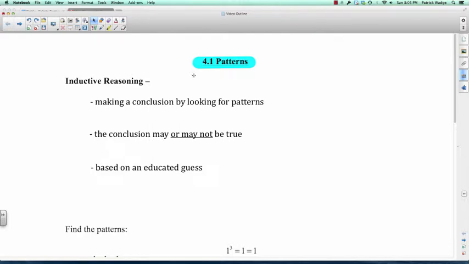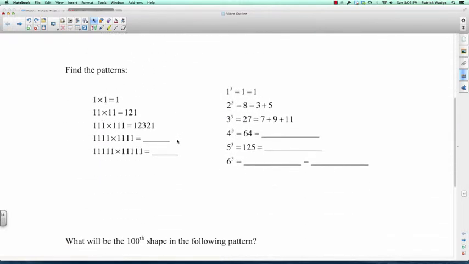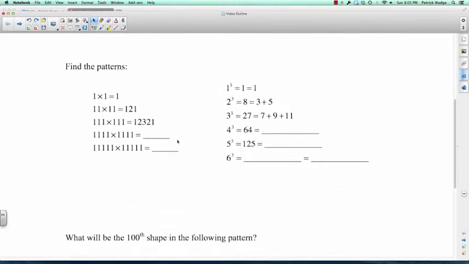Okay, so we're going to practice a little bit here. We're going to look at these patterns, and we're going to make an educated guess as to what the next answer will be. So if you take a look here, it says that 1 times 1 is 1. I bet you knew that. And 11 times 11 is 121. You probably knew that too, but you probably didn't know this. 111 times 111 is 12,321. And now they want you to say, what's 1,111 times 1,111, and you can't use a calculator.